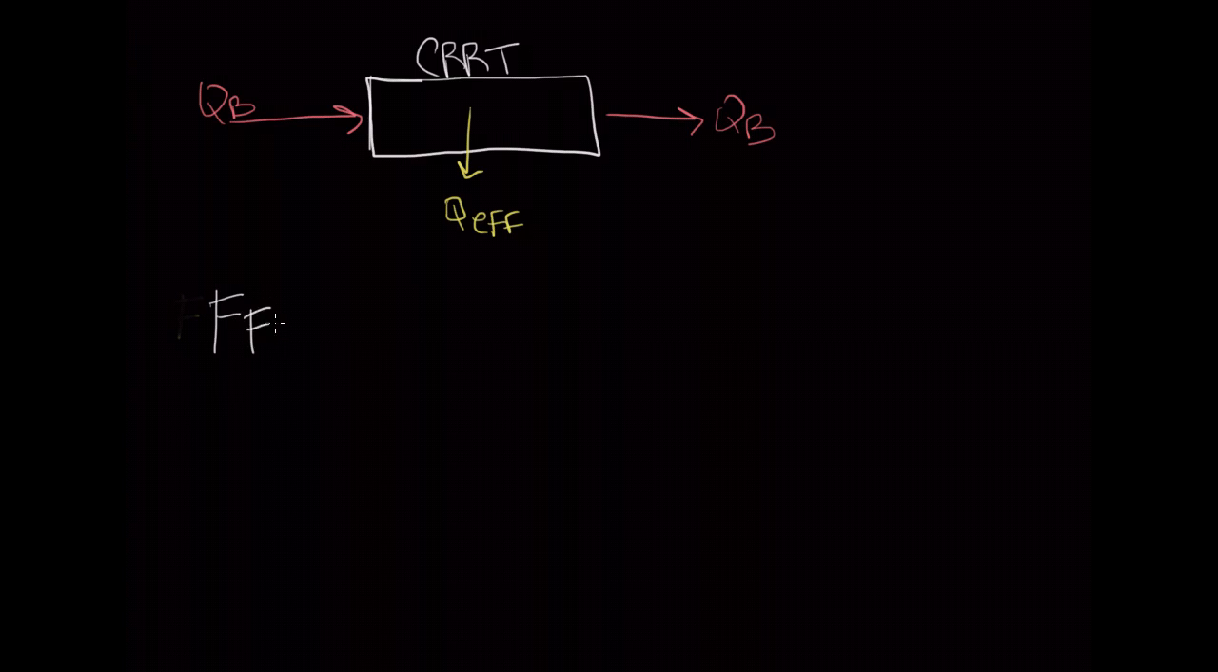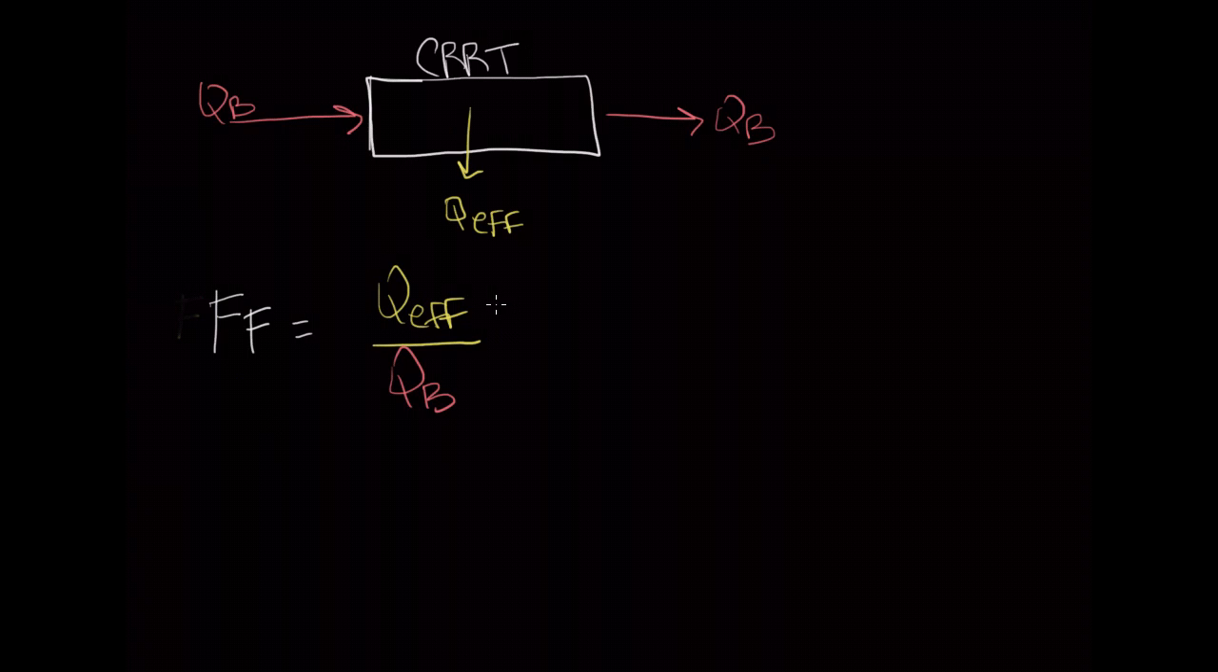The filtration fraction is really what comes out divided by what you put into the filter. This is the general equation for filtration fraction. Now let's expand on these terms a little bit more so you have a better understanding of them. The effluent, we know, is what you get out.